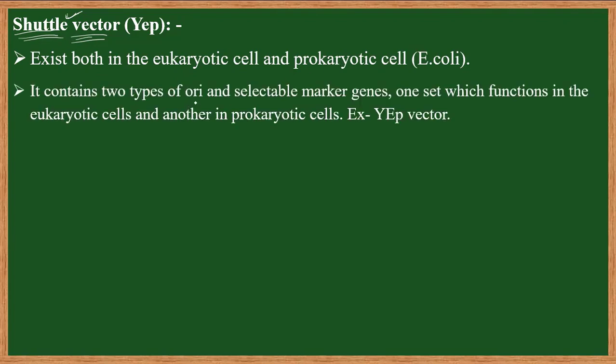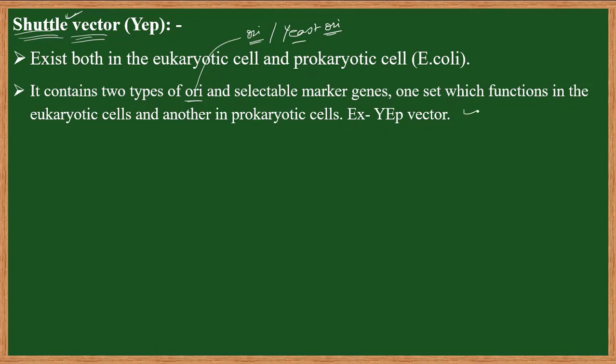Okay, so it contains two types of ORI. The first one is the ORI for normal prokaryotes, and the second one is the yeast ORI. This one is for eukaryotes. Selectable marker genes are also separate. For example, the ampicillin resistance gene for prokaryotes and LEU2 for eukaryotes. So both have one set.